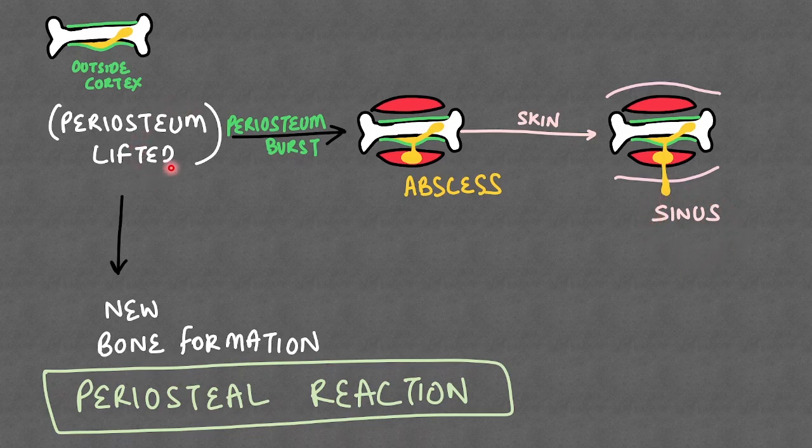The periosteum which was lifted. So common clinical findings seen in acute osteomyelitis can be an abscess or a sinus formation. The periosteum which is lifted, and if it has not burst, then new bone formation can occur in this lifted periosteum, which is seen as the periosteal reaction on the X-ray.